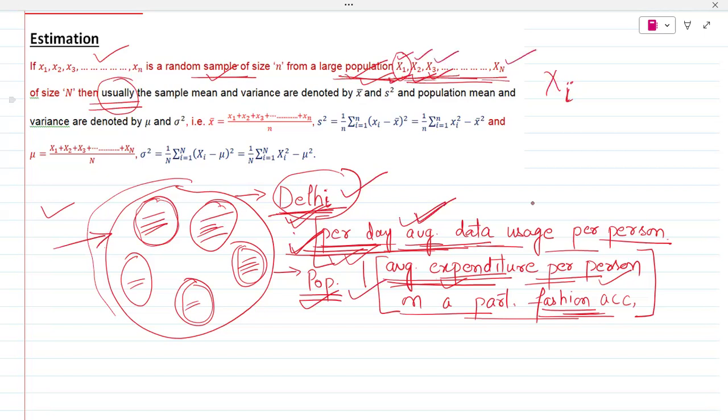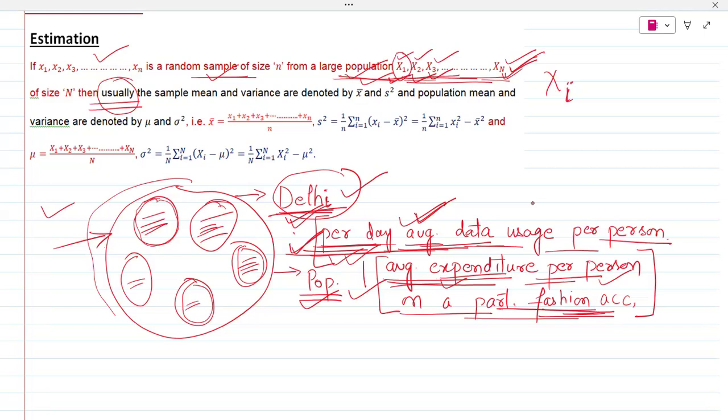So these n citizens are using mobile data, or spending on this particular fashion accessory. And obviously, this capital N is very large. Because if this capital N is small, we don't need sampling. We require sampling when N, the number of population units, is very large.